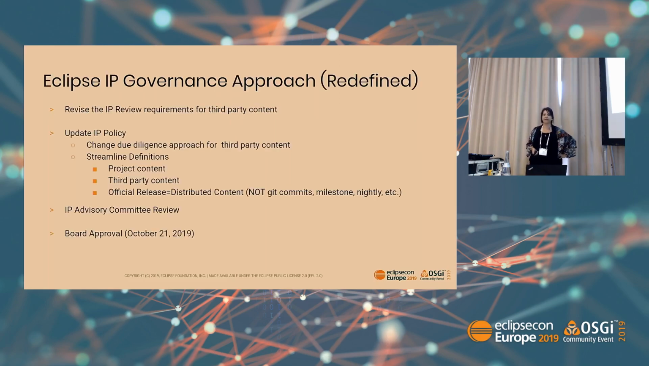So we sat down and we figured out that the Eclipse Management Organization decided we had to redefine our IP governance approach. We've planned a lot, and we decided that we had a plan that we could take forward. In order to do so, we needed to update the IP policy and make certain changes to it. Mostly that was around some definition, streamlining, changing how we refer to Eclipse content versus non-Eclipse content.